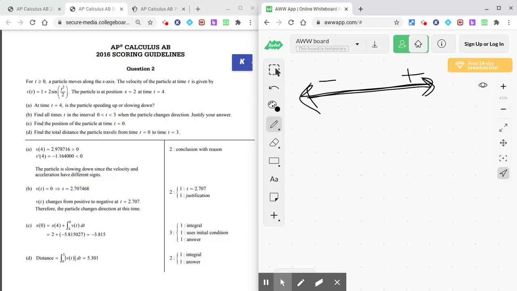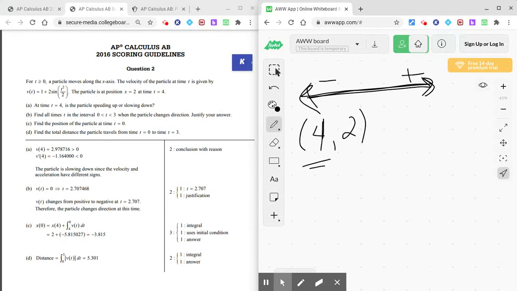The other thing to note from the beginning is that our initial condition is 4 comma 2, not the other way around. This 4 is our time. Time is the independent variable. The 2 is the output. That is the position. It just happens to be named x in this scenario. So be careful there.